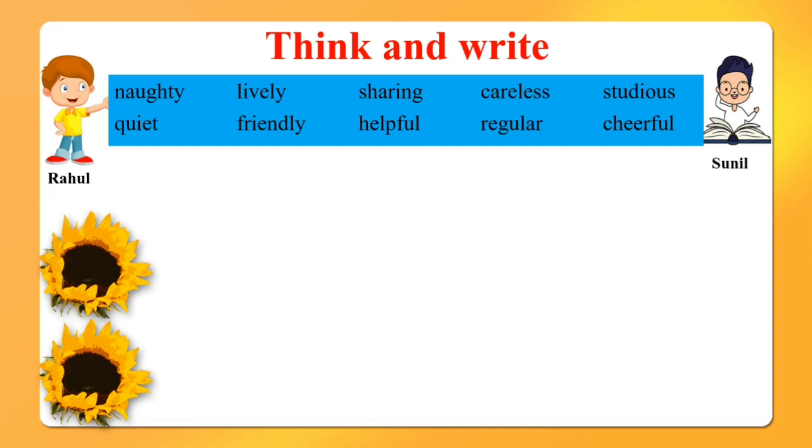We can say naughty quality is of Rahul, lively is Rahul, sharing maybe Rahul, maybe Sunil. Careless, Sunil cannot be careless, and Rahul is very careless. Studious, it's Sunil only. Quiet, it's Sunil only. Friendly, it's Rahul, maybe Sunil also, but most appropriate is Rahul. Helpful, we can take Sunil and Rahul, both of them may be helpful. Regular, we can choose Sunil, and for cheerful we can choose Rahul.